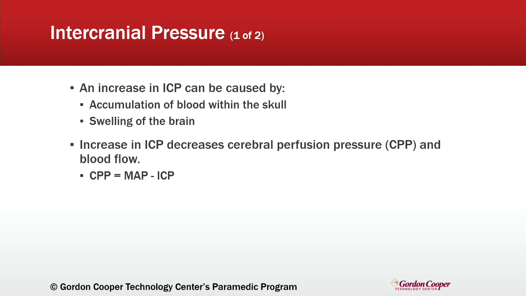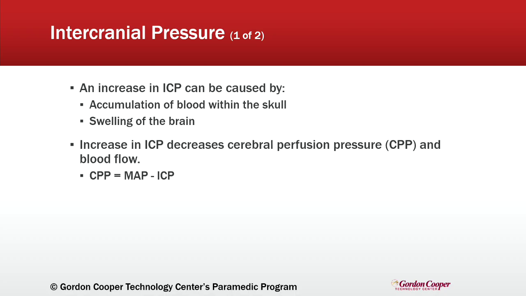The cerebral perfusion pressure is the difference between the mean arterial pressure and the intracranial pressure. The formula is, you can see here on your screen, CPP equals MAP minus ICP. The mean arterial pressure is the diastolic pressure plus 1/3 of the pulse pressure. Normal intracranial pressure is 5 to 15, and normal MAP is 85 to 95.